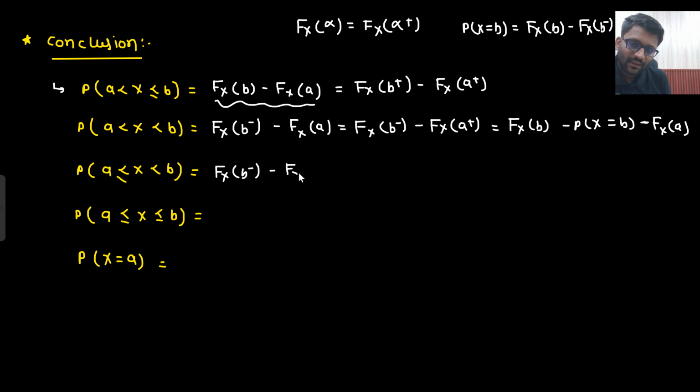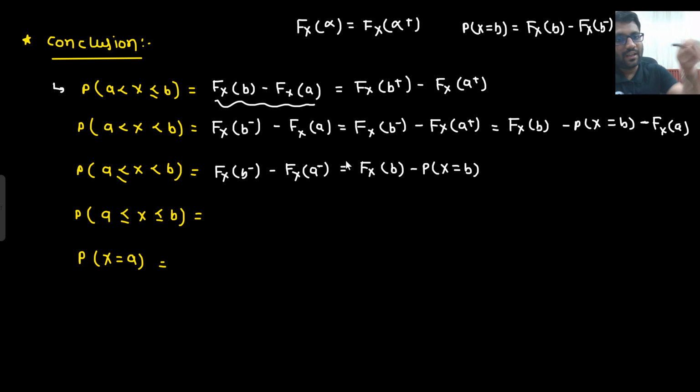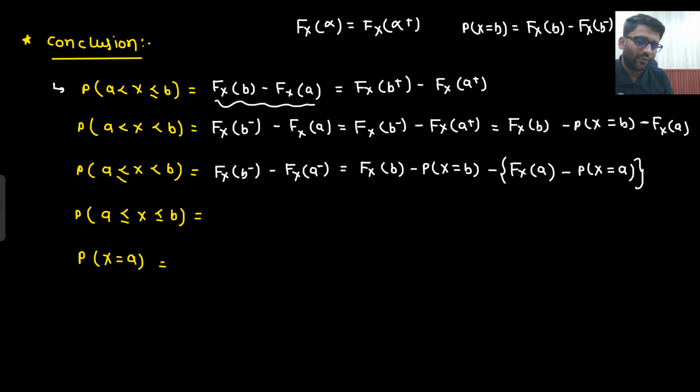Fx of b minus Fx of a minus. But in the examination this might not be mentioned. In the examination what will be mentioned? What is your Fx of b minus equal to? It is equal to Fx of b minus the probability at x equals b, because Fx of b will say everything including the b, but you need to kill the b. Now minus, what is your Fx of a minus? Fx of a minus is Fx of a minus the probability at x equals a. Since there will be a bracket, if you open the bracket, this would be equal to plus. Is that clear to you?